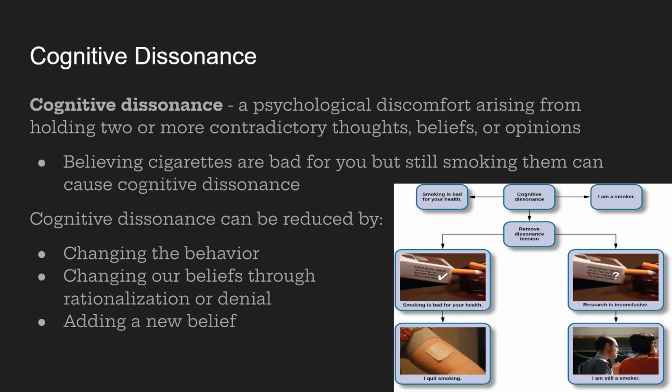Cognitive dissonance is a psychological discomfort arising from holding 2 or more contradictory thoughts, beliefs, or opinions. Believing cigarettes are bad for you but still smoking them can cause cognitive dissonance. This infographic over here shows this as an example. Cognitive dissonance would be caused from believing that smoking is bad for your health, but you are still a smoker. To remove the dissonance tension, you either have to believe that smoking is bad for your health and then quit smoking, or you can believe that the research is inconclusive and still smoke.